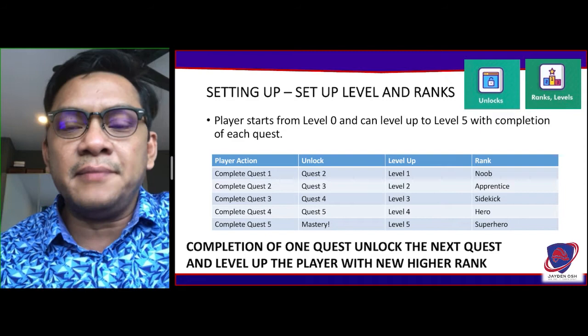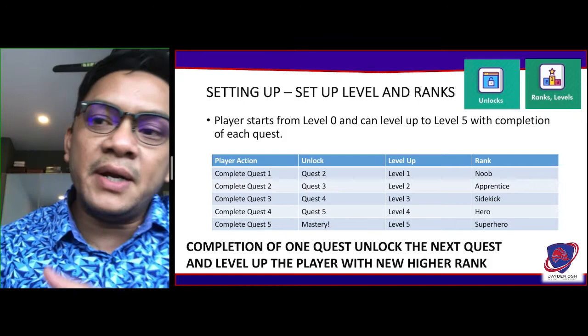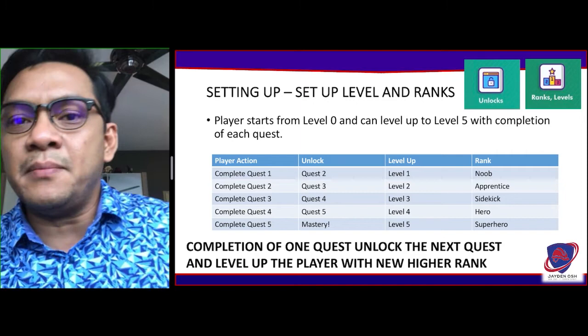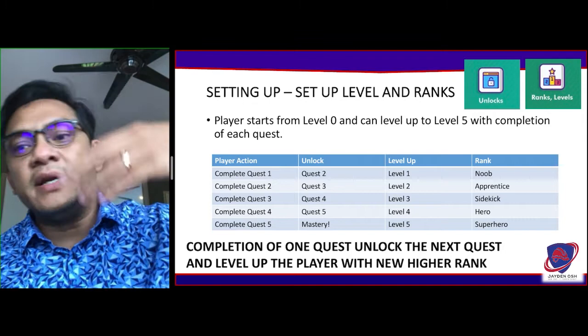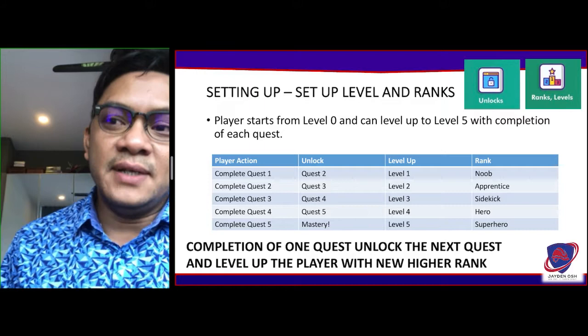In my class, I use safety noob as the first rank. And then when they complete quest 2, they will unlock the next quest, quest 3. And they will level up another level, level 2. And then they get a higher rank, safety apprentice, for example. And then when they complete quest 3, they will unlock the next quest, quest 4, and level up. And get a new rank, for example, safety sidekick. This is an example that I use.